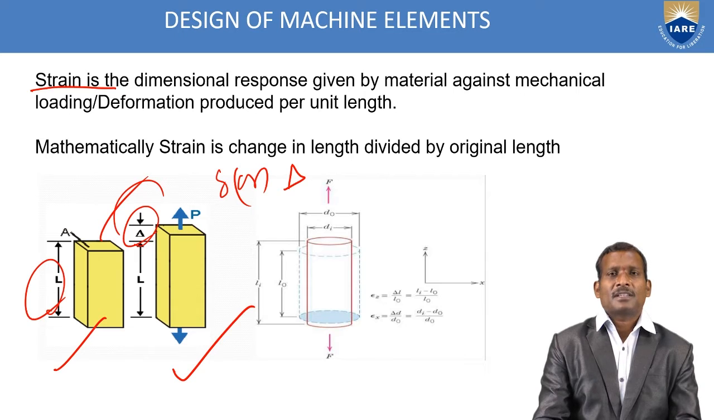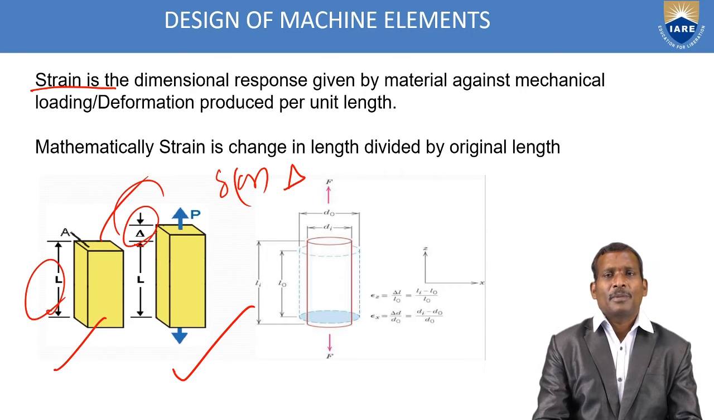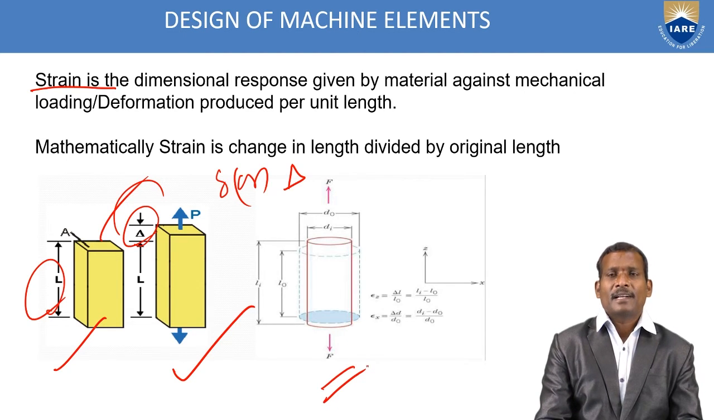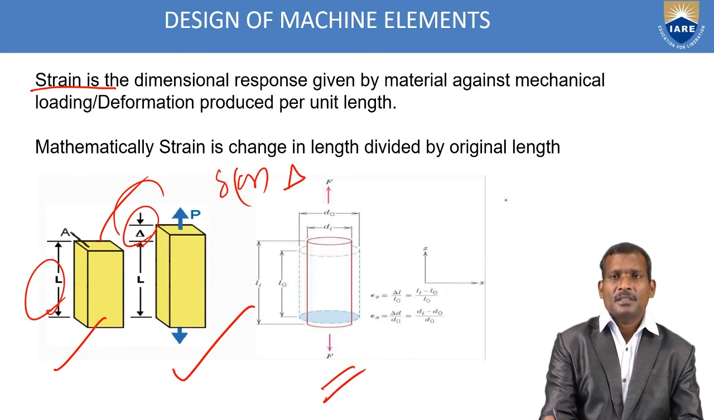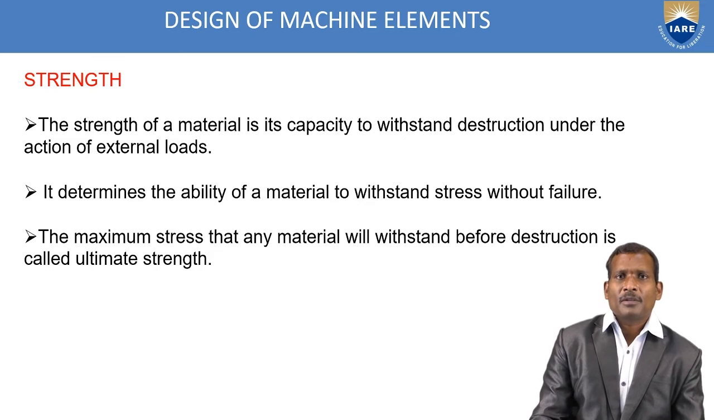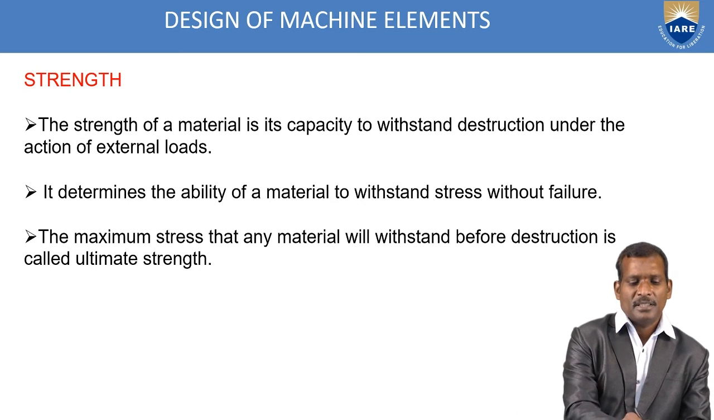So mathematically, strain is the change in length divided by original length. How much deformed? The change in length divided by original length. It gives strain. So here you can see delta L by L naught. Here in this case, the strain is equal to delta by L.